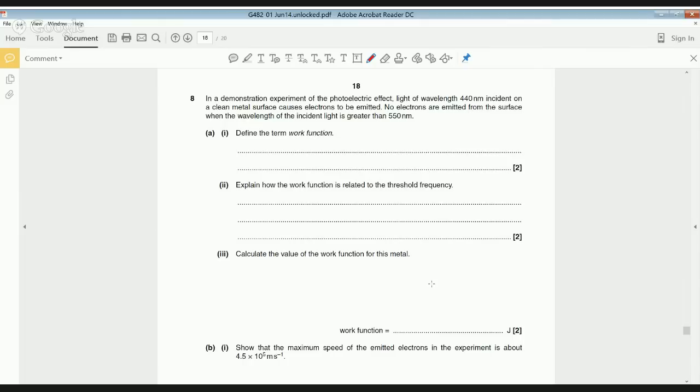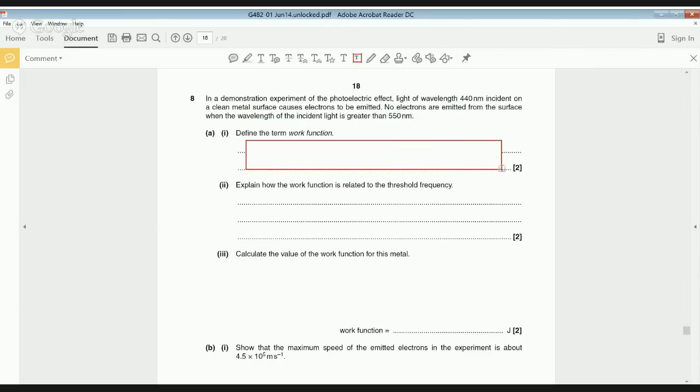Question number 8 is about the photoelectric effect. 440 nanometer light is incident on a clean metal surface and it causes electrons to be emitted, but no electrons are emitted when the wavelength is greater than 550 nanometers. Define the term work function.